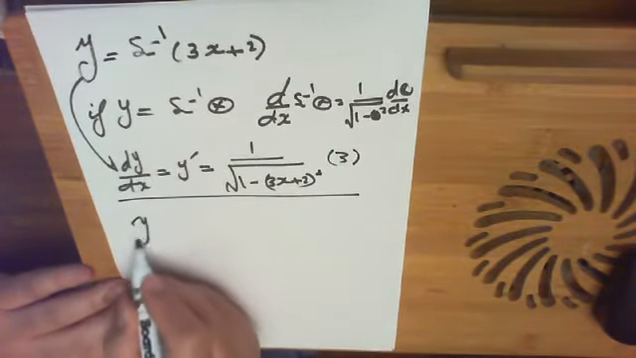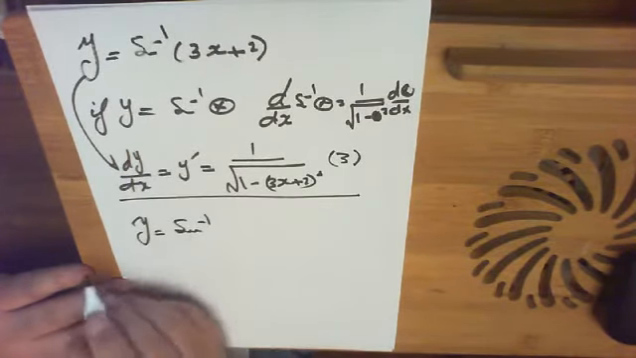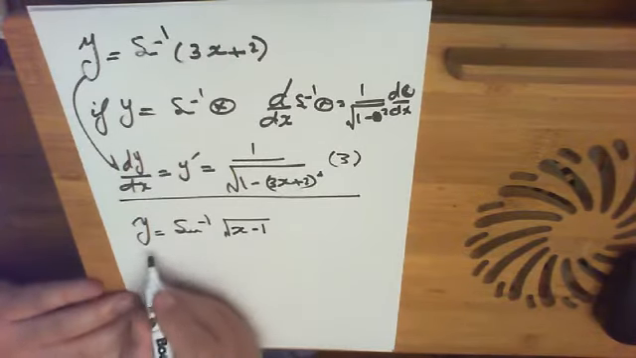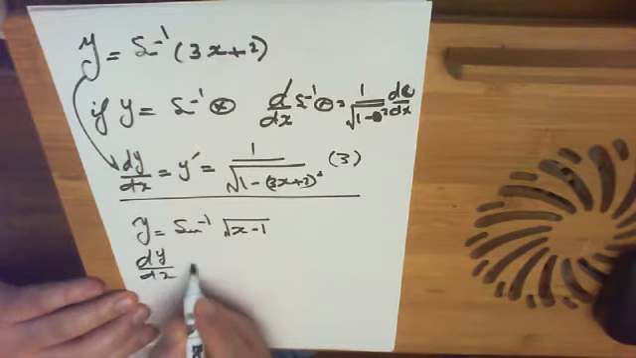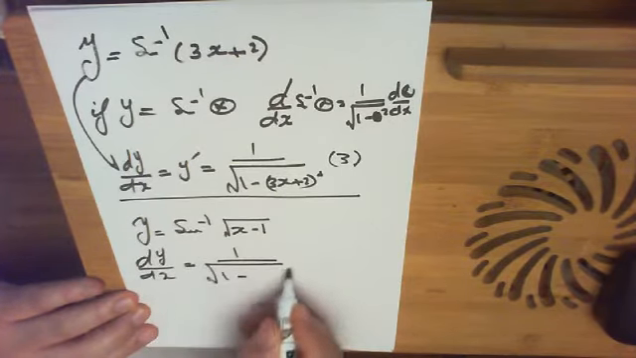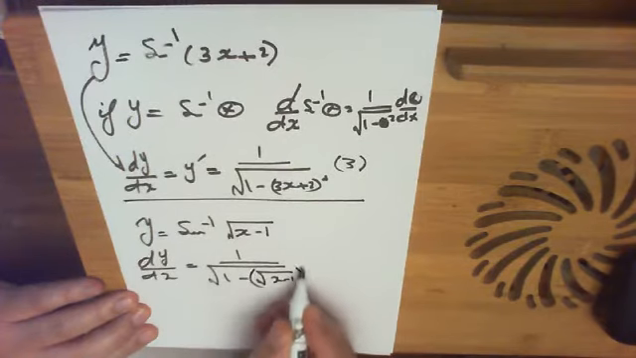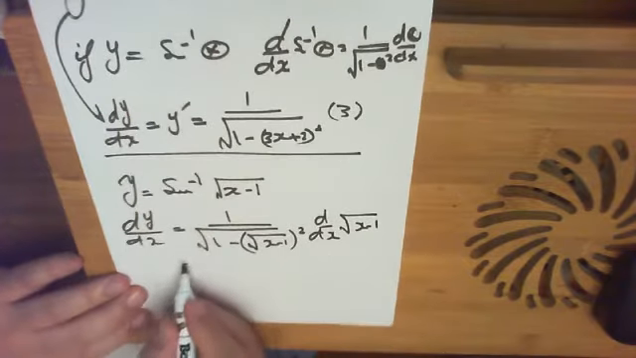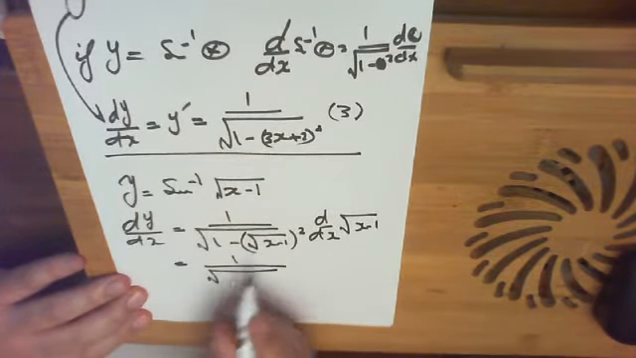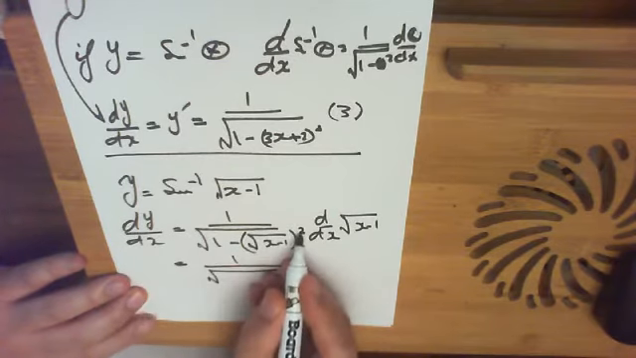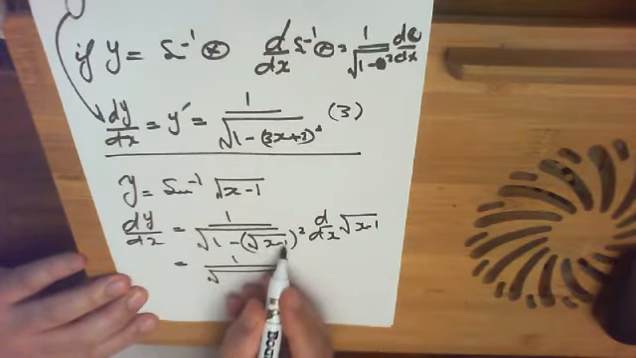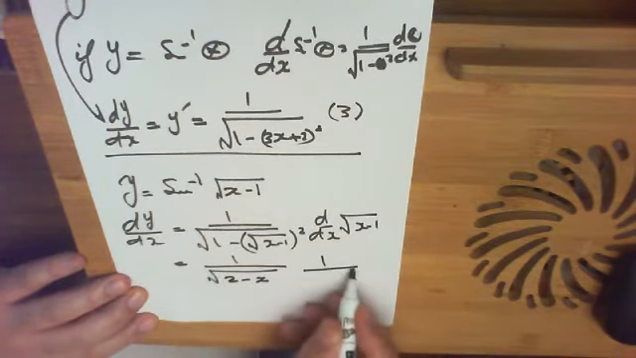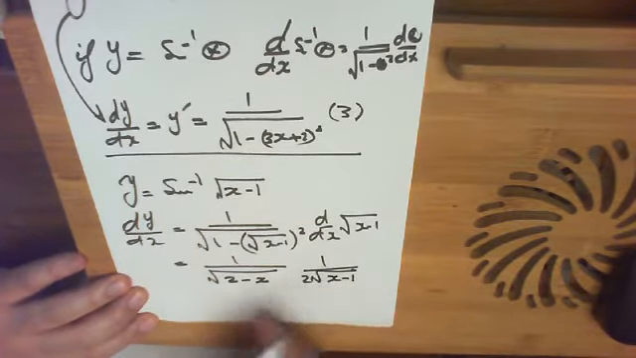Second problem, y equals sine minus 1 of root (x minus 1). Therefore, dy by dx, or y dash, equals 1 over the square root of 1 minus (square root of x minus 1) all squared, times d by dx of the square root of x minus 1, which is 1 over 2 root x minus 1 times 1. The root will be cancelled with the squaring, so we will have x minus 1 under the root, and 2 minus x.